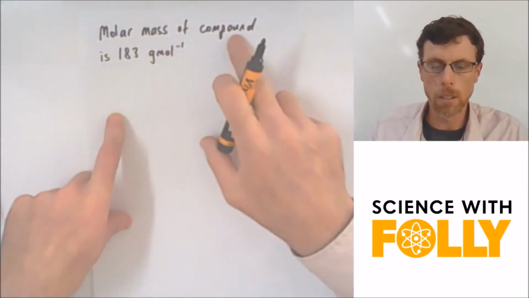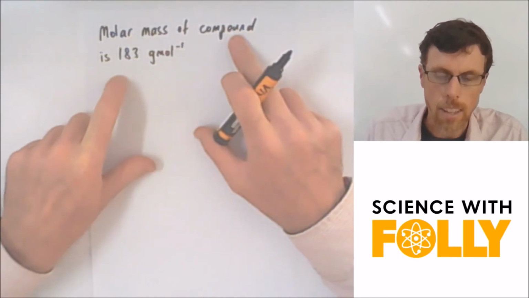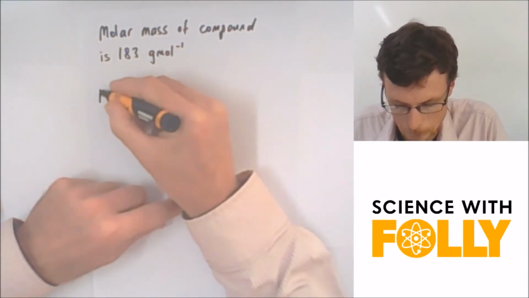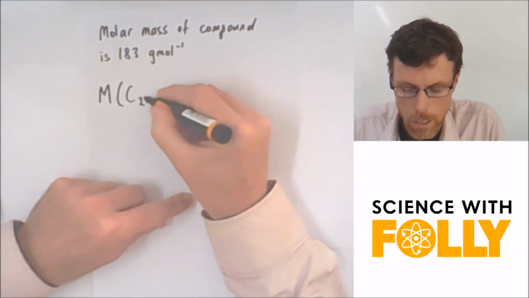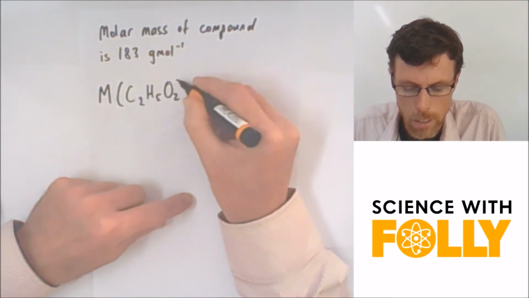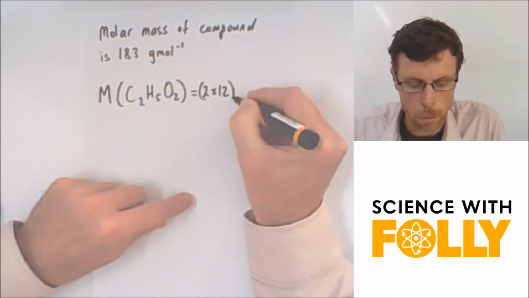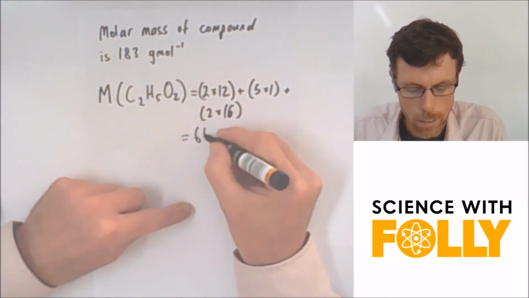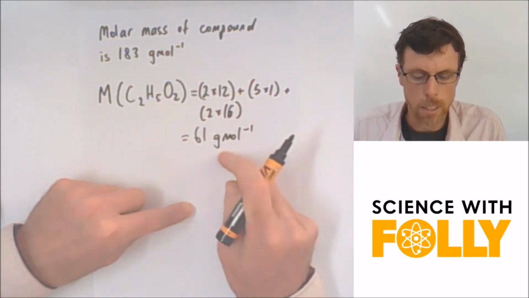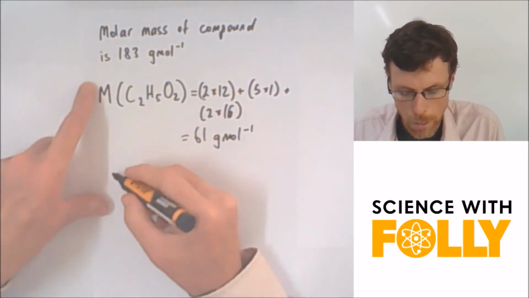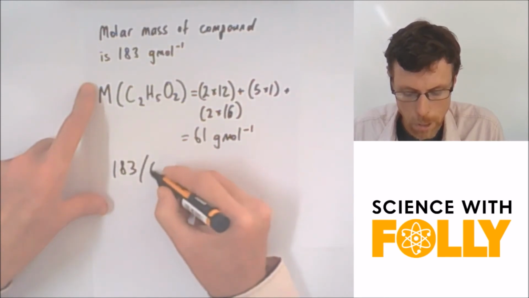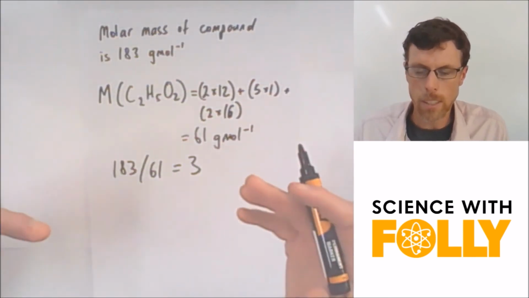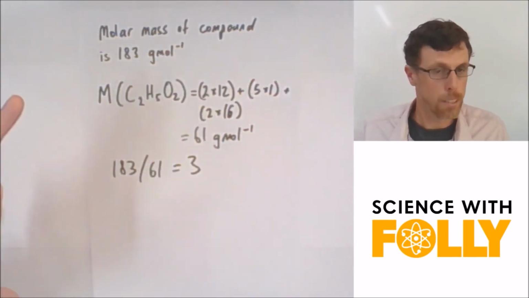So now we're going to calculate the molecular formula. If you were told that the molar mass of the compound we just calculated is 183 grams per mole, how are we going to figure out the molecular formula? Well, first of all, we calculate the molar mass of C2H5O2. And that's going to equal 2 times 12 plus 5 times 1 plus 2 times 16. And that gives us 61 grams per mole. Clearly, those two are different. So we go 183 divided by 61. What does that equal? 3. Therefore, pretty easy. We just multiply this whole formula by 3.